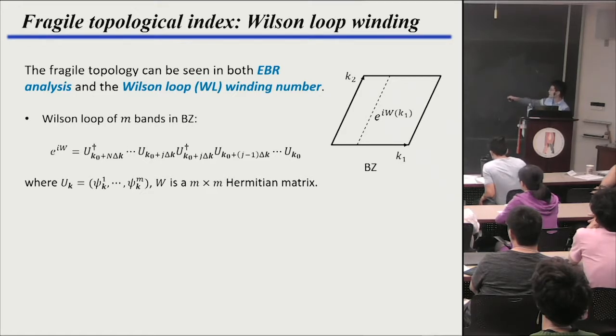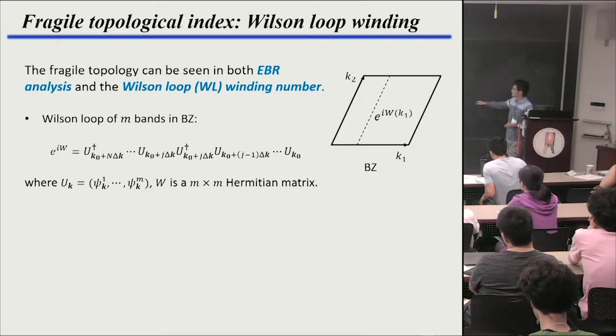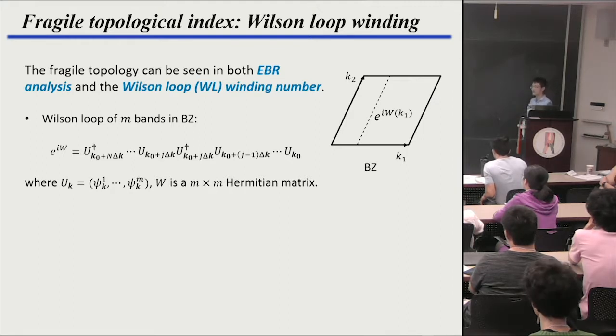Then if you define some path in your Brillouin zone, you can multiply all these inner products of these U's. These U's are from the wave functions. The inner product between two nearby U's is basically e to the i of the Berry connection. So this is exactly an analog of the Wilson loop in gauge theories. So in this case, if you define a closed loop in your Brillouin zone, you can always examine the product of all these U matrices, which is a matrix. So this gives you a Wilson loop matrix for these N bands. And you can diagonalize this matrix.